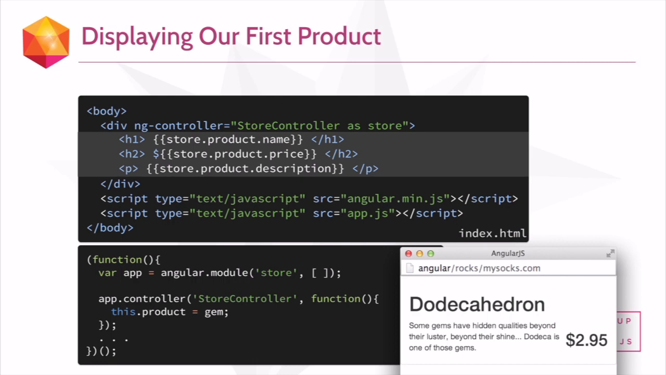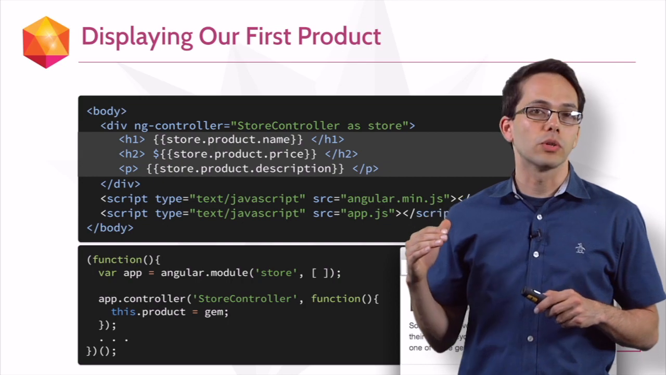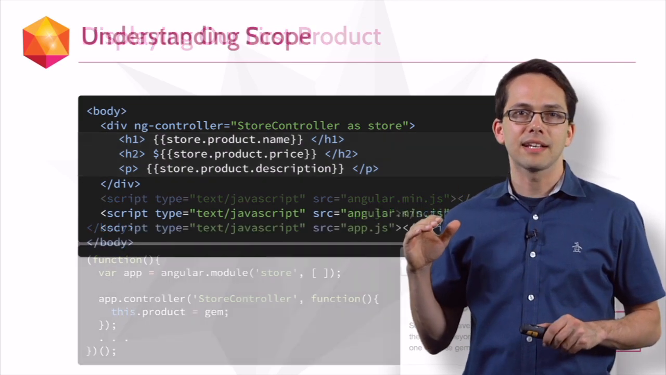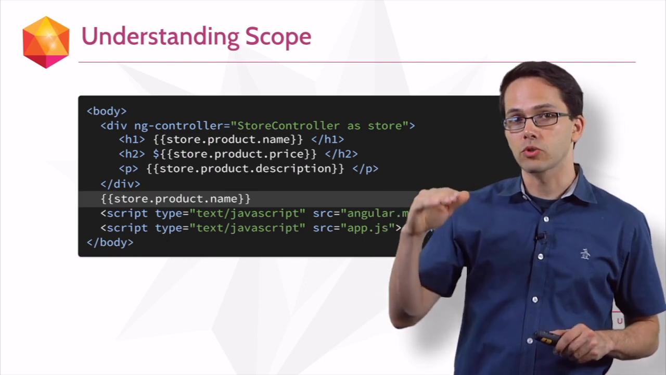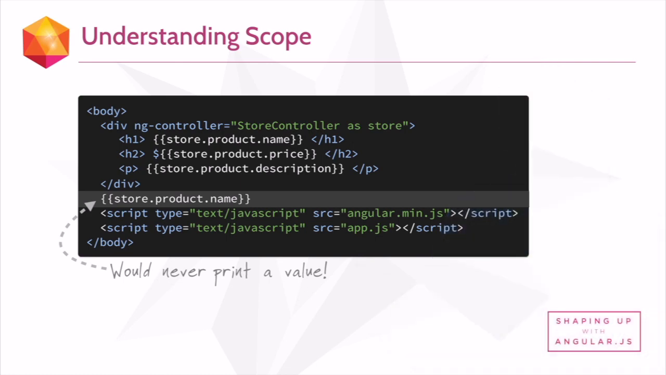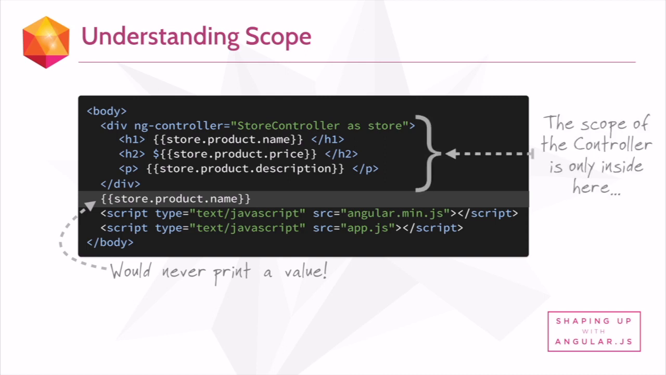object. So we attached the StoreController to that div. What would happen if we tried to access a property from that StoreController outside of the div? Well, it wouldn't work. That's because we only have access to the StoreController inside the div. The scope of the controller is only inside that DOM element.